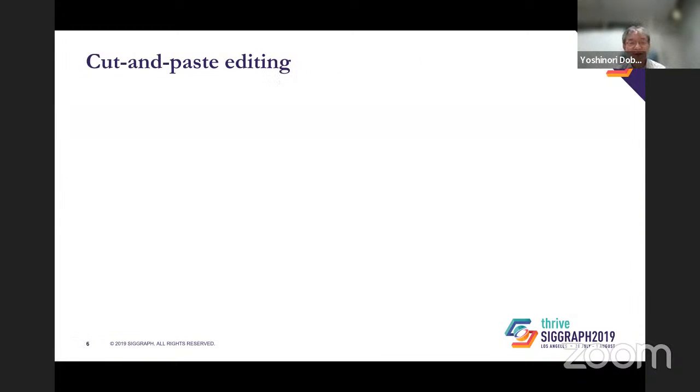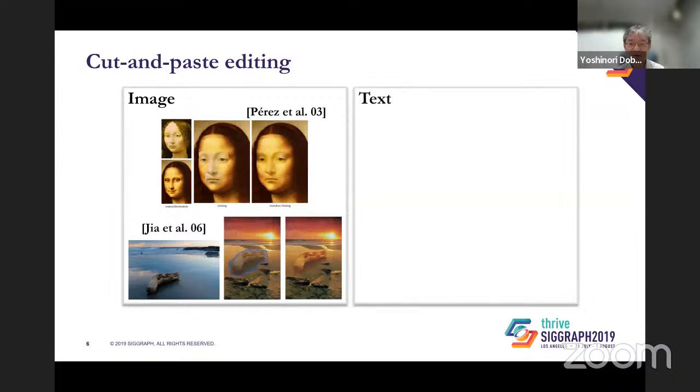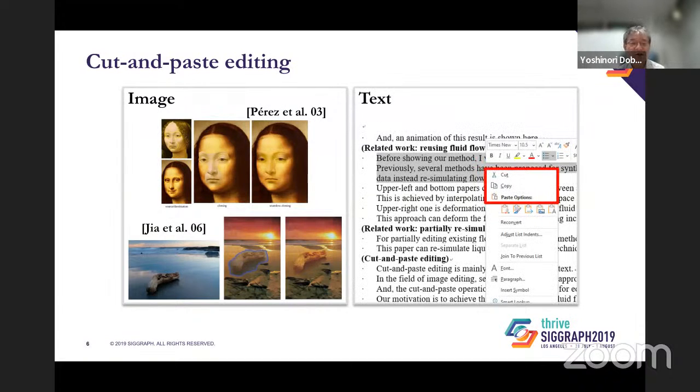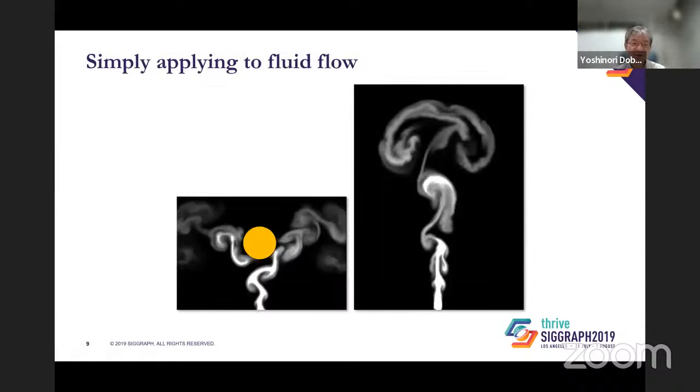Okay, the cut and paste operation is actually common in other media, like image or text, as shown in the slide. And our research in this case is inspired by this method, the Poisson image editing. This is one of the famous methods in computer graphics, and this method can naturally combine images as shown in this picture. So first, we tried this method for the velocity field obtained by the fluid simulation. Let's see this example.